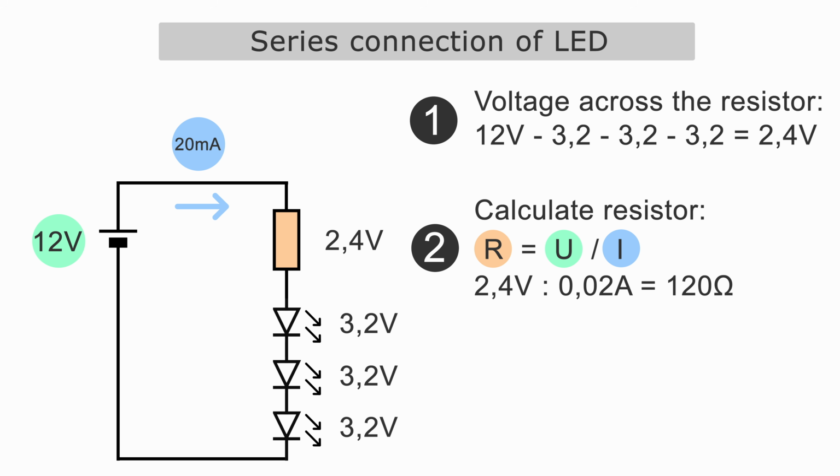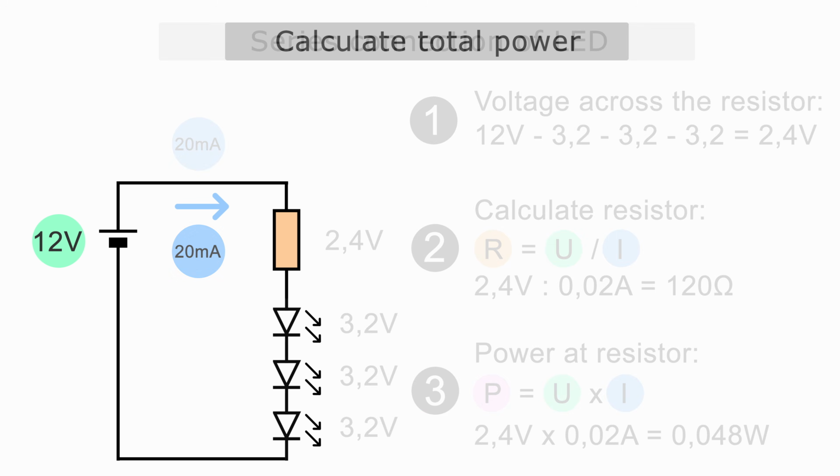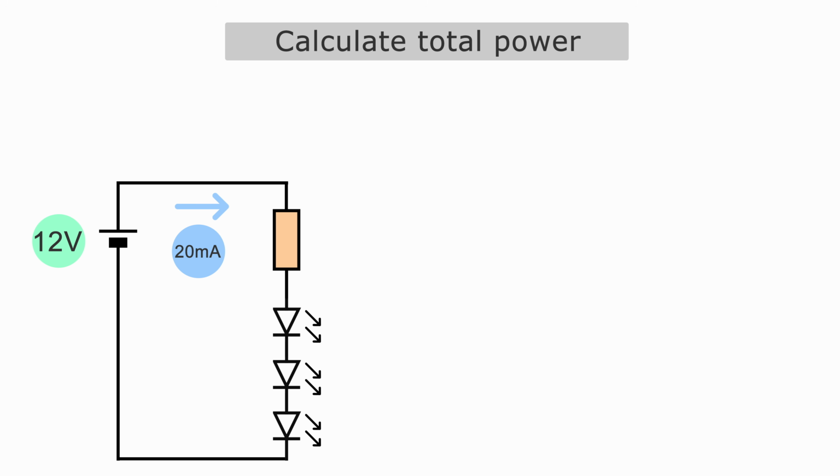For 20 mA, this results in a resistance of 120 ohms. A power of 0.048 watts is dropped across the resistor. We have just calculated the power at the resistor. However, to determine the energy consumption, we need to calculate the power of the entire circuit.